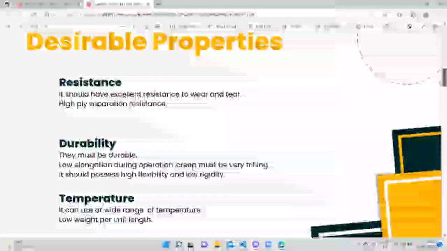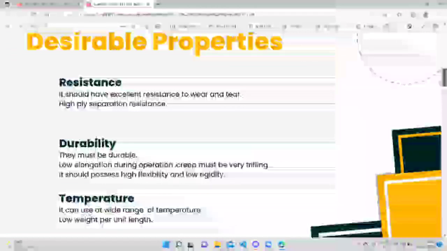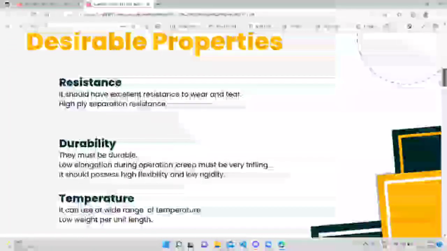Durability. The belt material used for rotating gears should be easily durable. That is, it must be highly flexible. It should possess low elongation during operation; creep must be very trifling. As we use these belt materials for different types of processes, they should be easily flexible and should possess high flexibility and low rigidity. Rigidity refers to the impossible movement of the structure. It must be easily movable, so it must be low rigid.